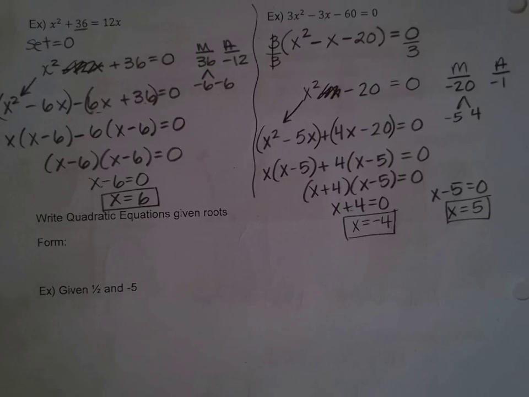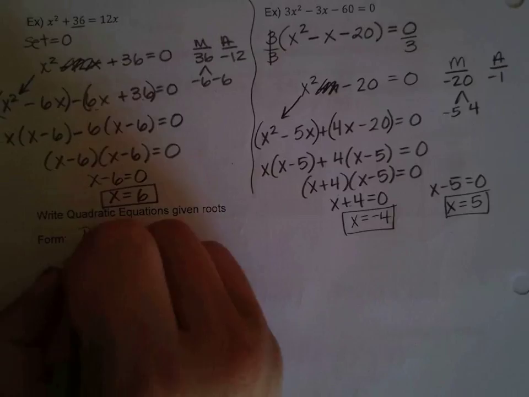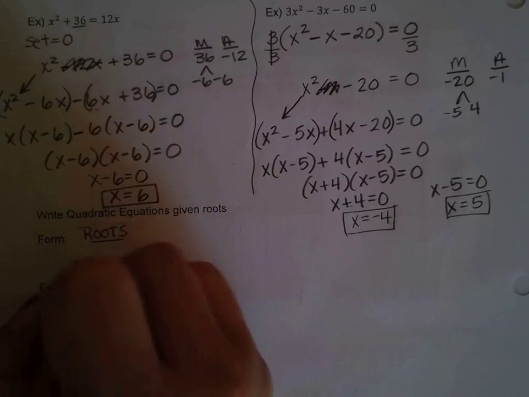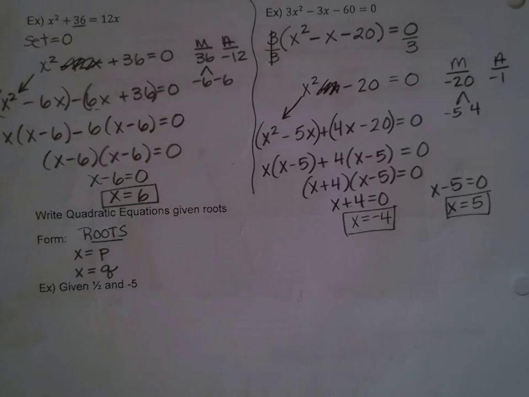So that's what the rest of these notes are all about: writing quadratic equations given the roots. So let's say that the roots are x equals p and x equals q. We use p and q just to represent any number that we could possibly come up with.